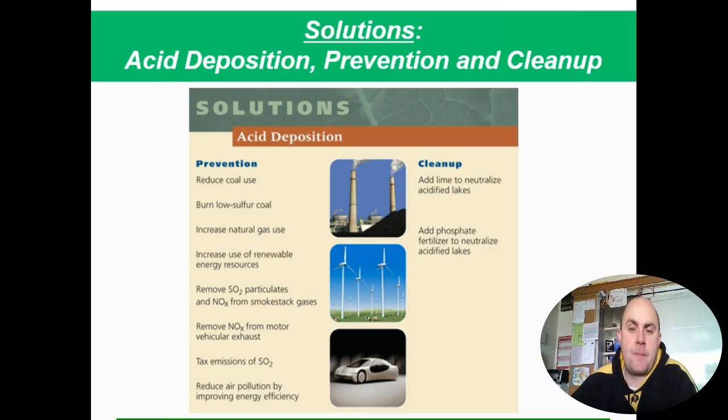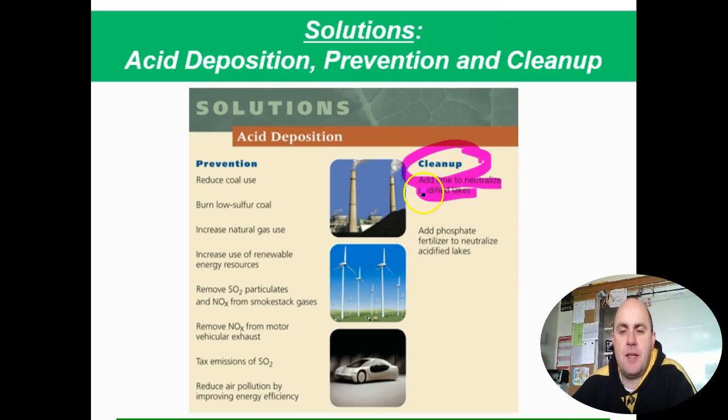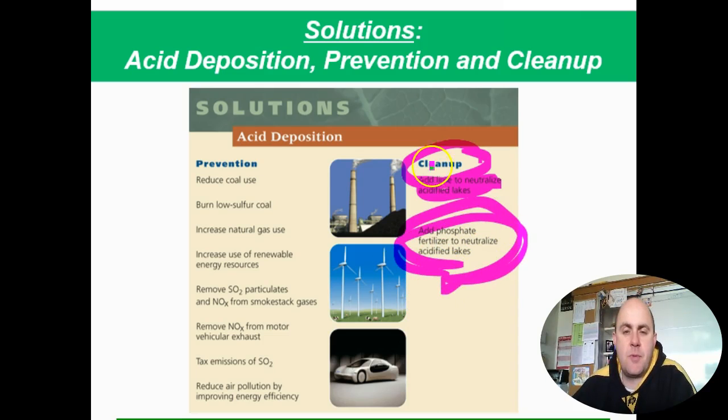So what do we do about it? Well, there's either prevention or cleanup. From a cleanup perspective, there's not a lot of choices. We can add lime, which is a base, to lakes that have suffered as a result of this to neutralize the problem there. And we can add phosphorus fertilizers to neutralize it as well. But those create their own problems and have their own issues. And so the best way is to prevent it.